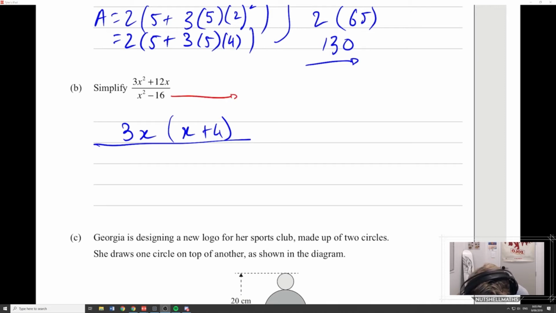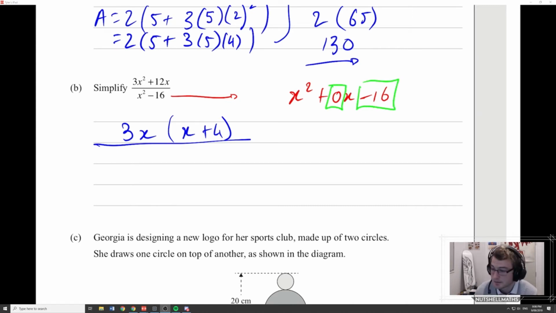This is secretly x squared plus 0x minus 16. A quadratic that looks like this. It's what we call a perfect square. But you don't need to know that. You just need to know that I'm looking for two numbers that add to make 0 and times to make minus 16. So it's going to be 4 and 4, one positive, one negative. 4 minus 4 is 0, 4 times minus 4 is minus 16. So we're going to have x plus 4 and x minus 4 as our two things there.